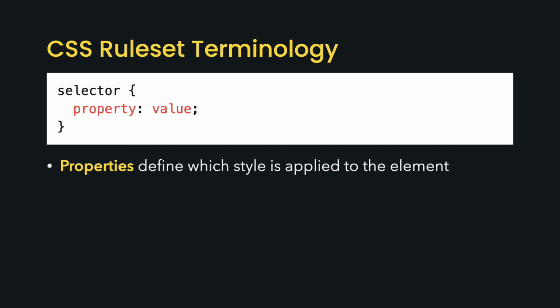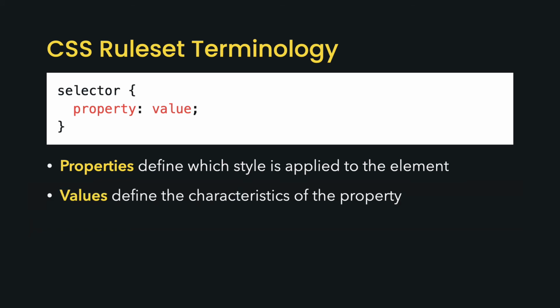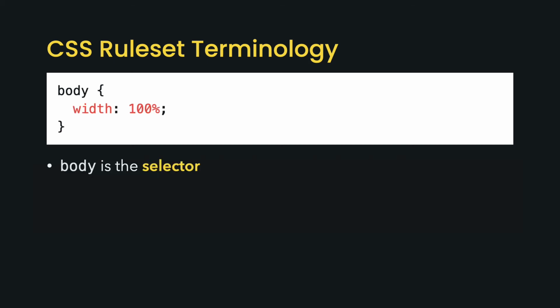A CSS property defines which style is applied to the element. Values are specific to and define the characteristics of that property. So for the color property, a color value, such as blue, can be used. And in this example, body is the selector, width is the property, and 100% is the value.